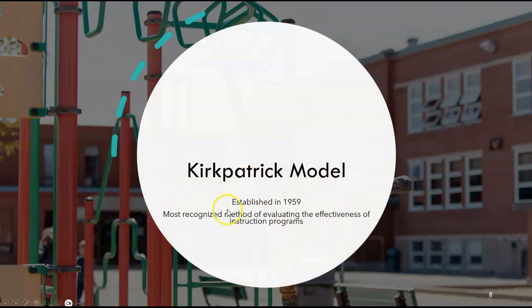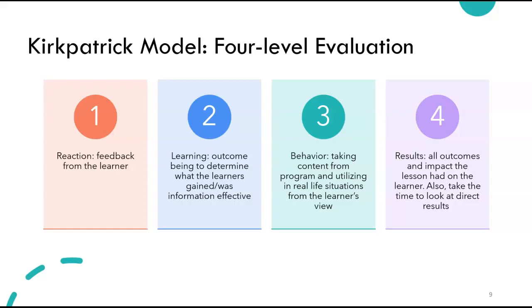The Kirkpatrick model. This is established in 1959. Most recognized method of evaluating the effectiveness of instruction programs. So Donald Kirkpatrick developed the Kirkpatrick evaluation model for evaluating training during the 1950s. The model was initially published in a trade journal and later in Kirkpatrick's 1975 book. The Kirkpatrick model contains 4 levels of evaluation.